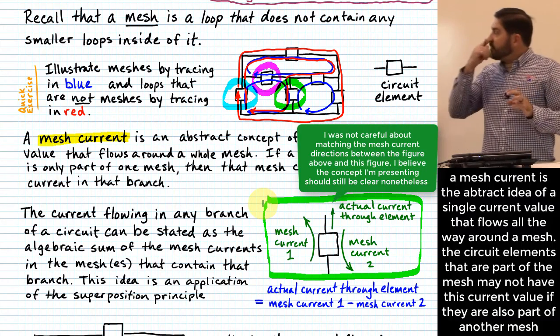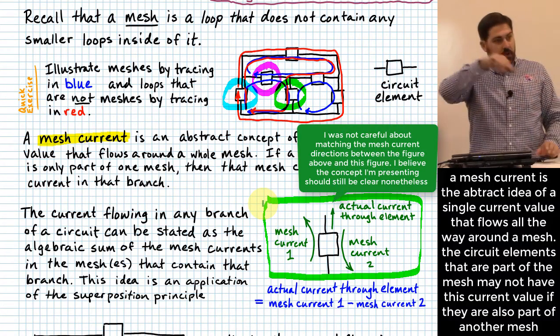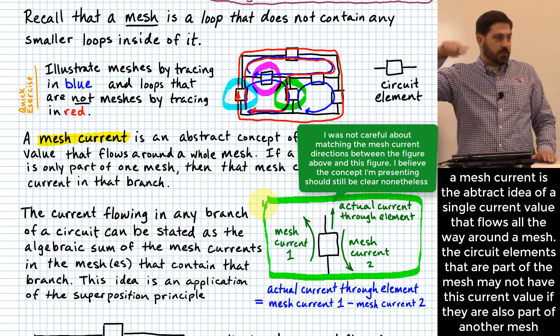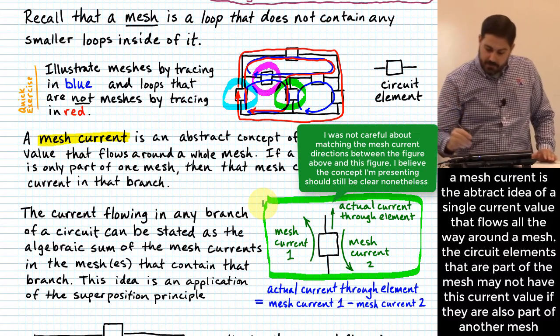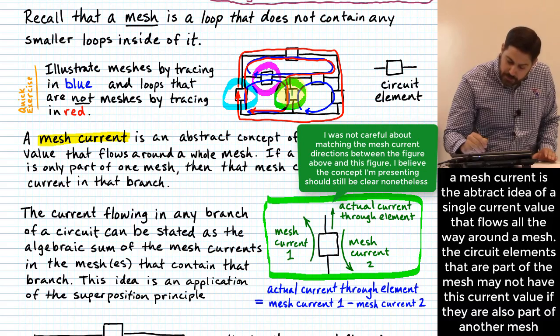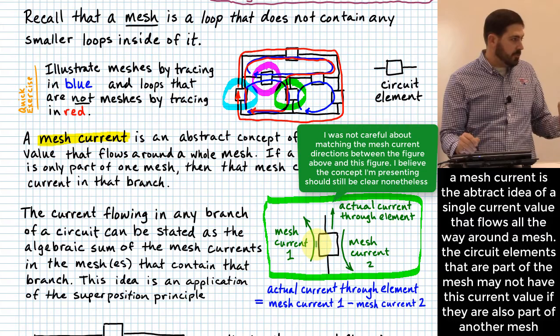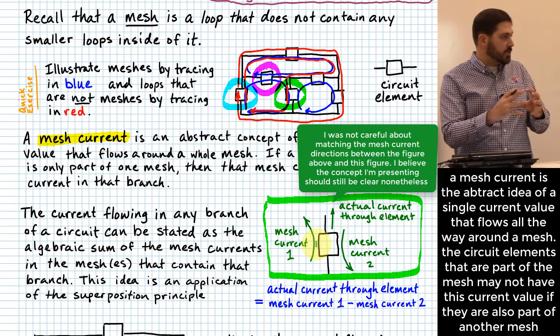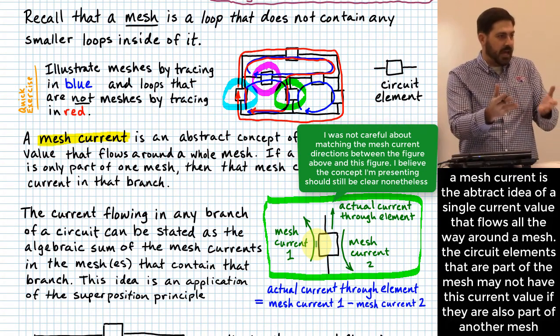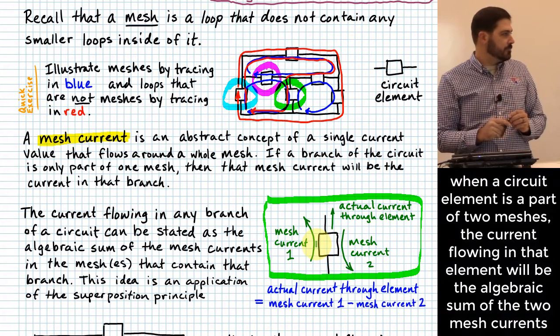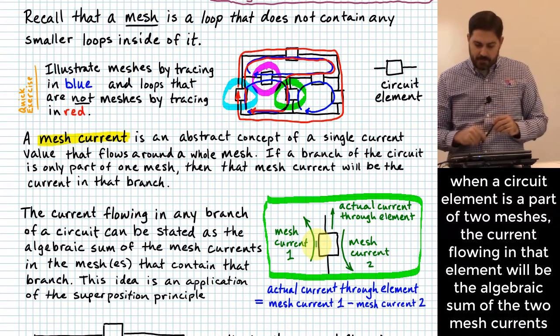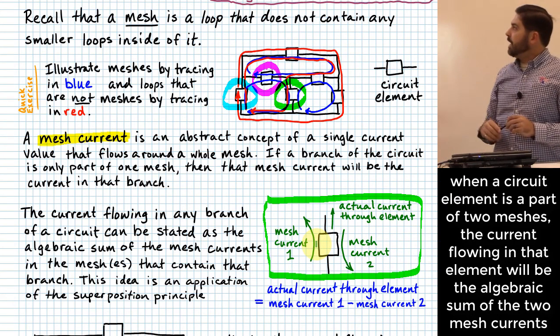And when we identify the mesh currents, basically the current flowing around one of the meshes and a current flowing around the other mesh, the current that's actually flowing through that circuit element is going to be the algebraic sum of the two mesh currents that join together to make the actual current through that element. Does that make sense? Okay. And so that's where I put this little equation down there. The actual current through the element is the first mesh current minus the second mesh current.